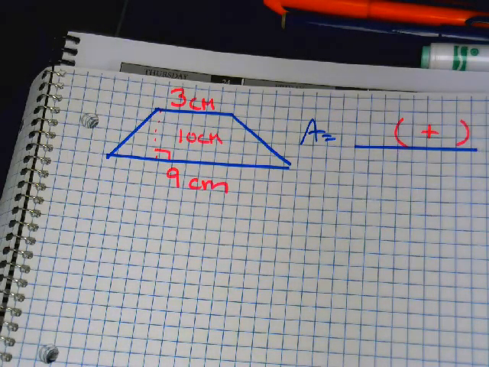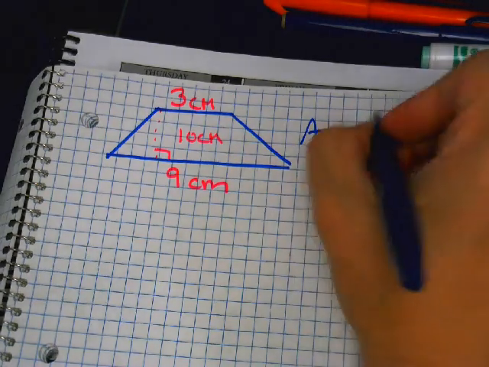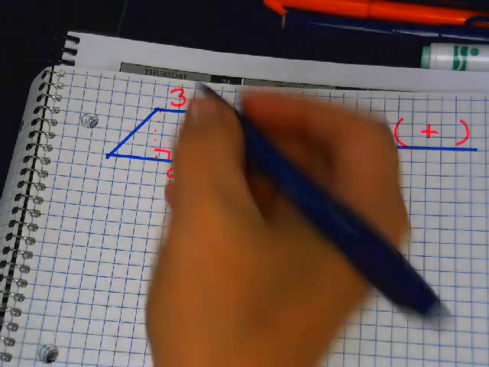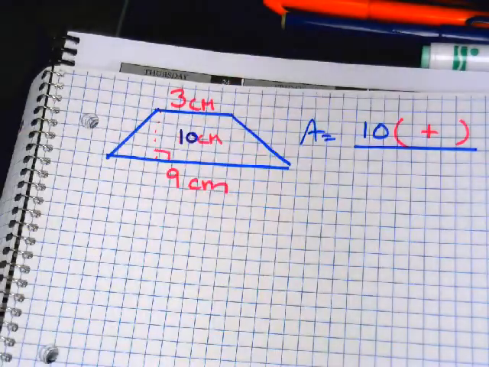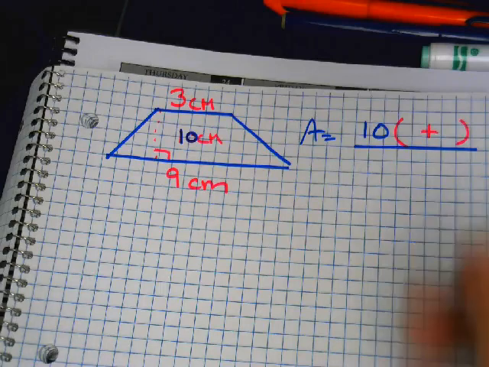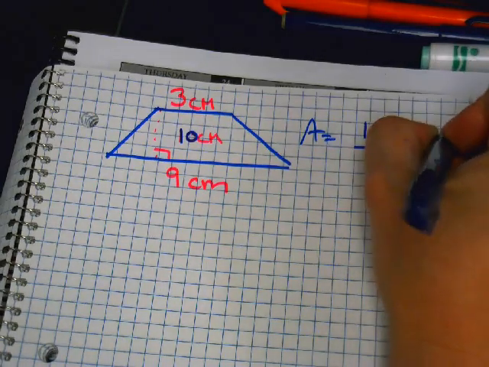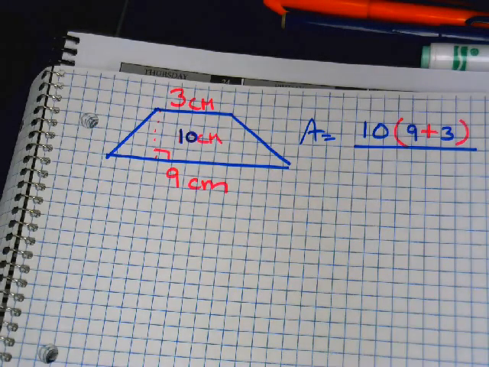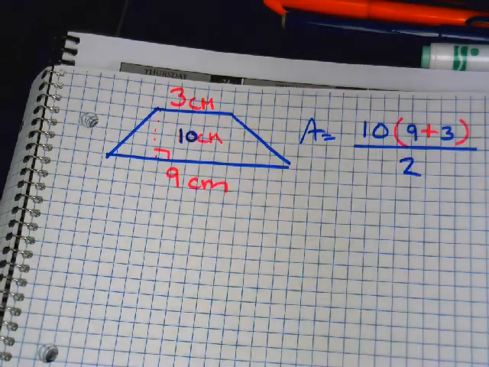Right? So what number goes outside? 10. This one's the most important one. 10, your height has to go outside. You cannot put it inside. Never. Okay. What two numbers go inside? 9 and 3. Base 1, base 2. Those go inside. 9 and 3 go inside. And what number will always go on the bottom? 2.